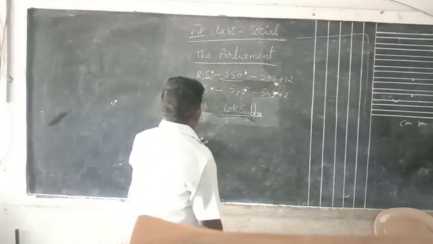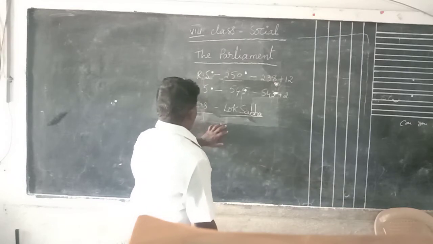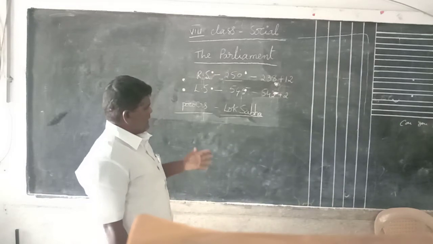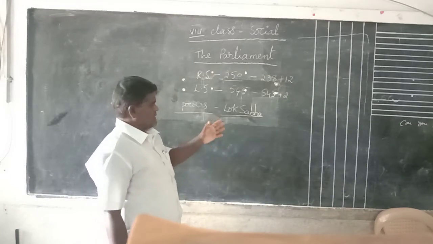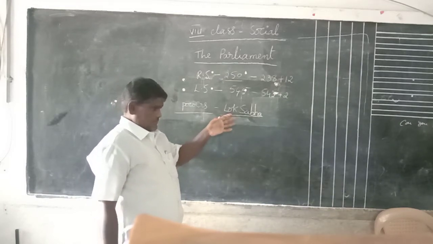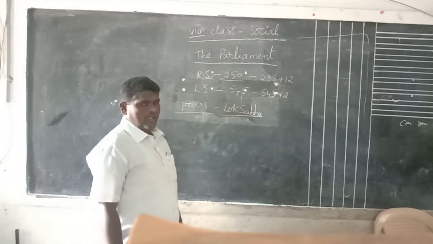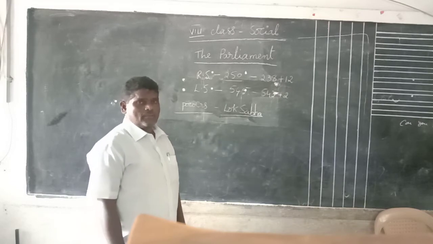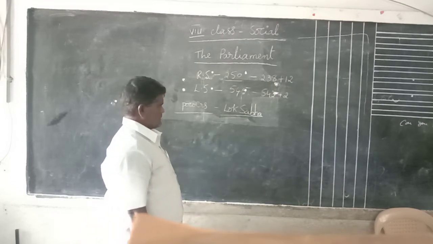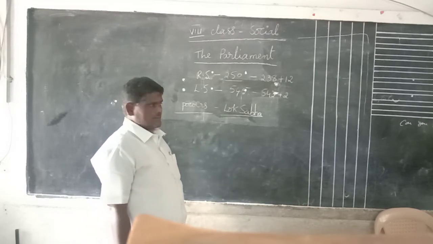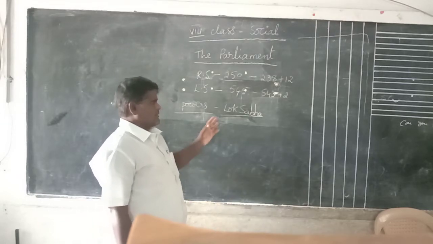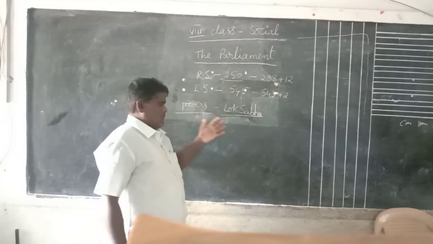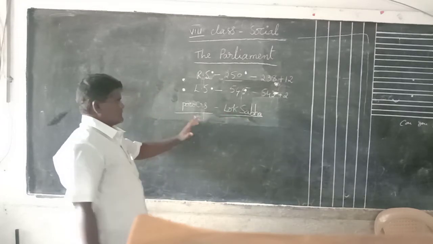The ruling party is compulsorily decided through the majority in Lok Sabha. Which party is the biggest party? Which party has the majority of seats? That party in the Lok Sabha forms the government. So, the Lok Sabha is the important house in the parliament.